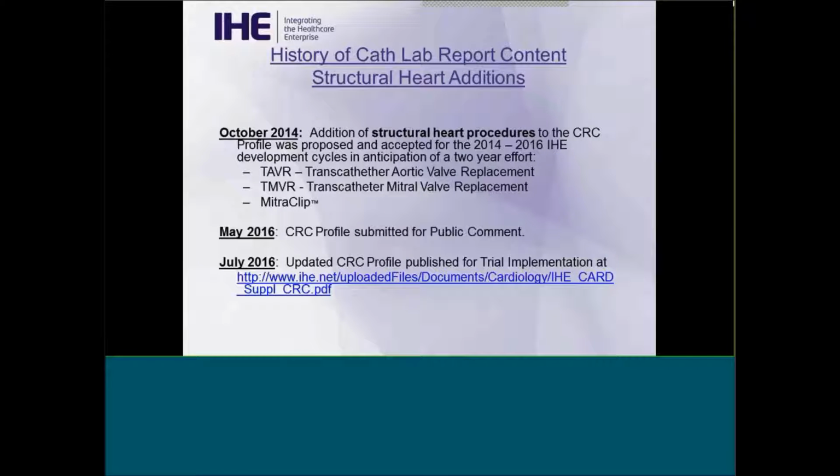So in October 2014, we proposed the addition of structural heart procedures to the existing CRC that was already in trial implementation. And for the last 2 years, we have been working on the addition of the structural heart procedures. And we submitted the updated version for public comment in May, and then handled the public comments and then submitted it for the trial implementation. Next slide, please.